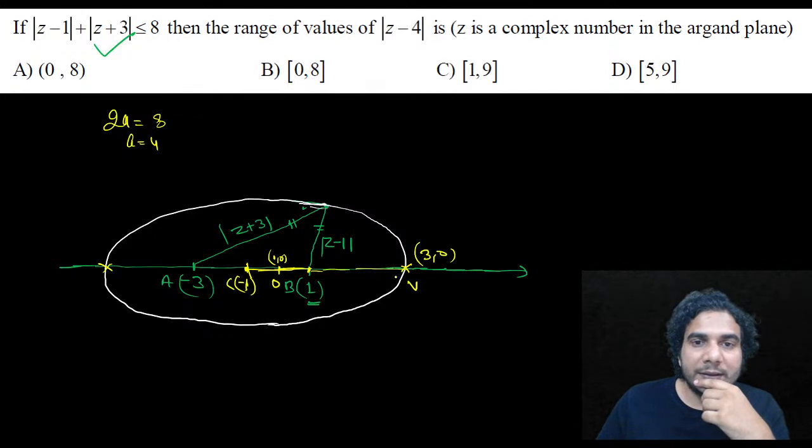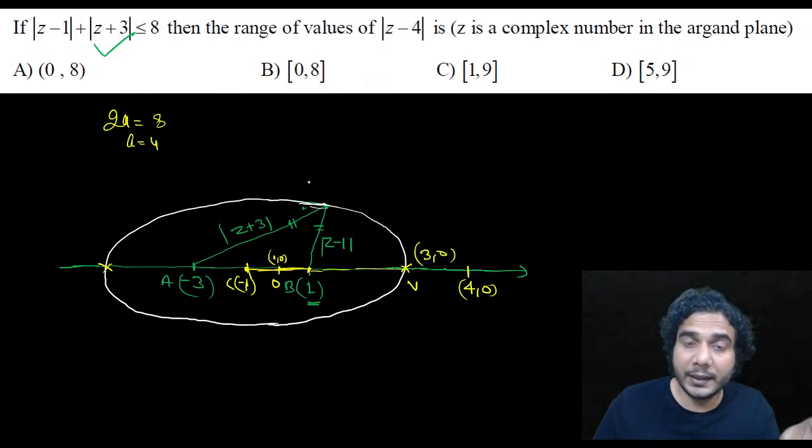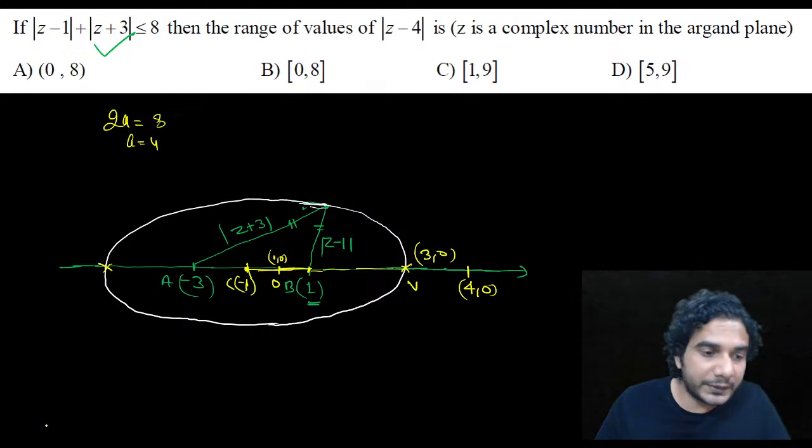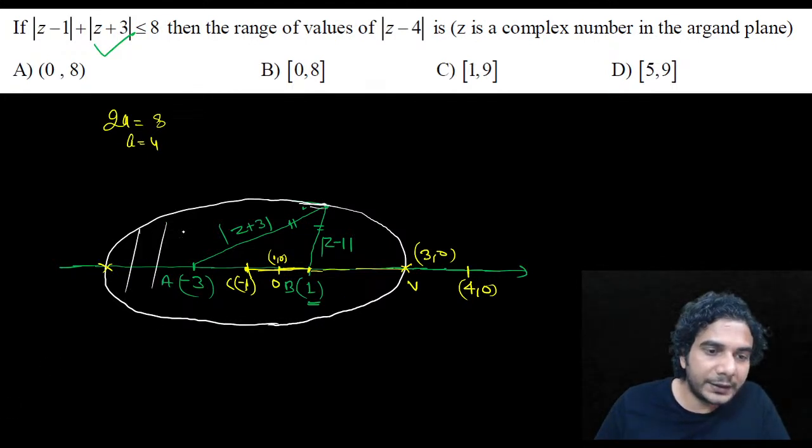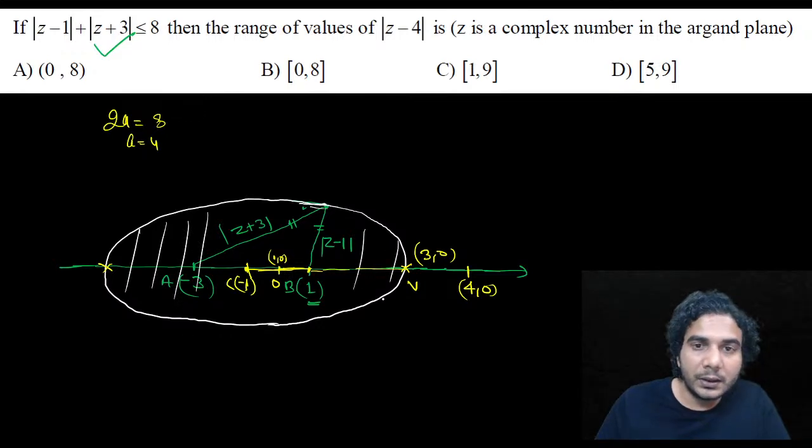Now you need the distance of Z from 4. So 4 comma 0 is outside. Because Z lies in the interior as well as on the circumference of this ellipse, which point in this region is closest to this point? This point is say P. All right, this point is P.